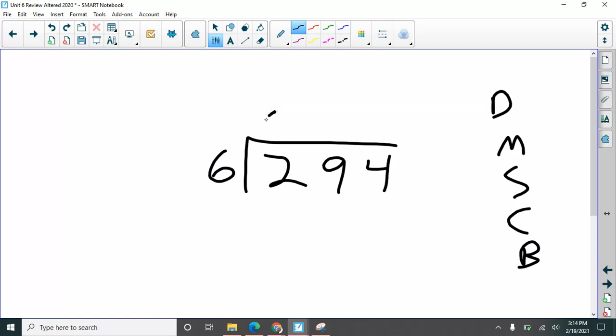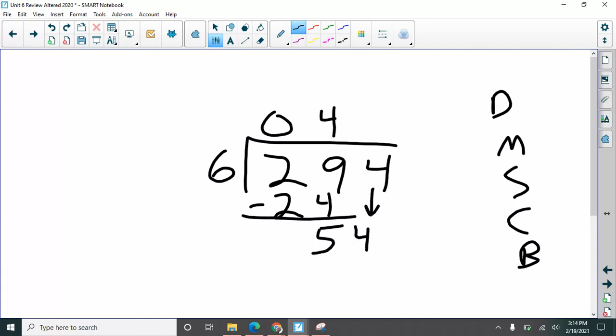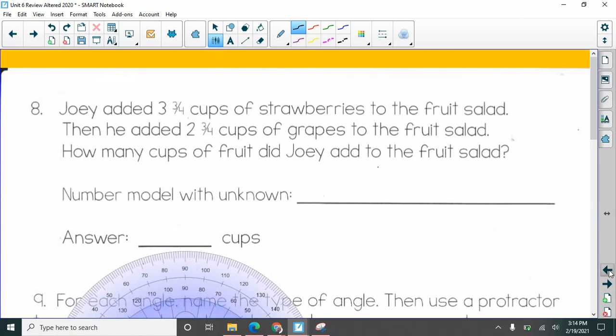And let's see how you did. This would go in 0 times. So now I look at 29. How many 6's are in 29? 4. 4 times 6 is 24. And I have a 5. That's smaller than 6. I bring down the 4. Back to dividing. How many 6's are in 54? 9 of them. 9 times 6 is 54. And I subtract to get 0, so no remainder. Did you say 54? If you did, then you're right.